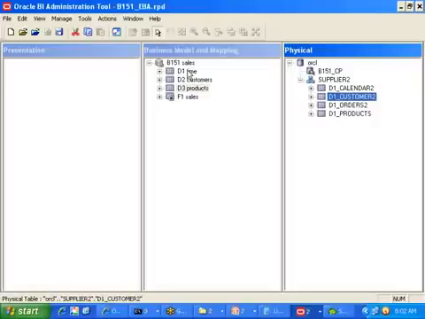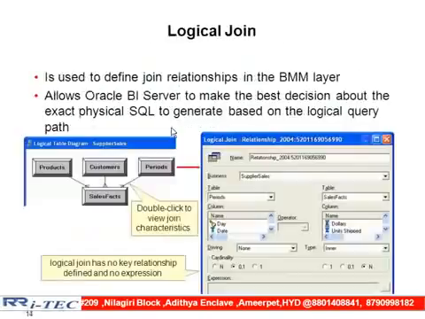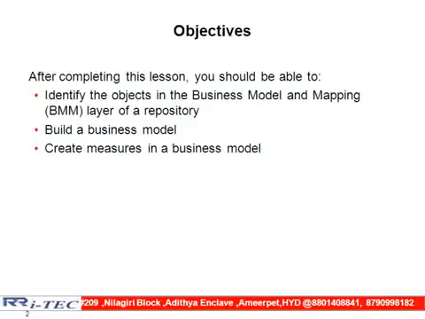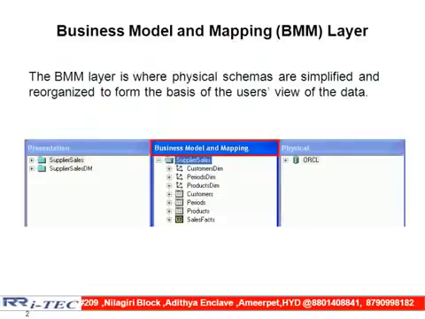Now we'll go through it point by point in the slide. First is the objective, which we need to understand by the end of this. Identify the objects in the business model and mapping layer of a repository. Are you in a position to identify the objects or not? Next, build a business model. We need to understand how to build it. Already we built one business model called sales. Third is create measures in a business model. We know how to create the measures.